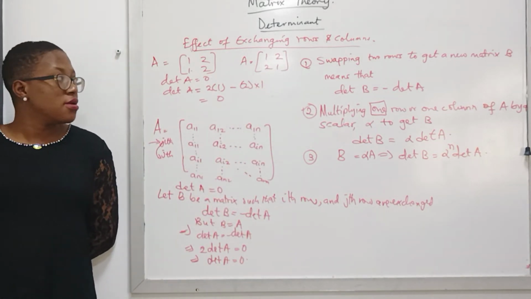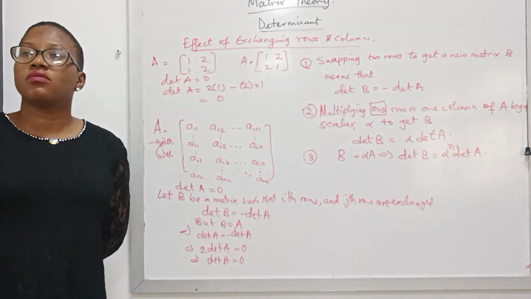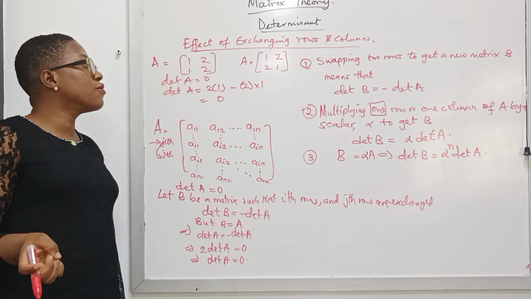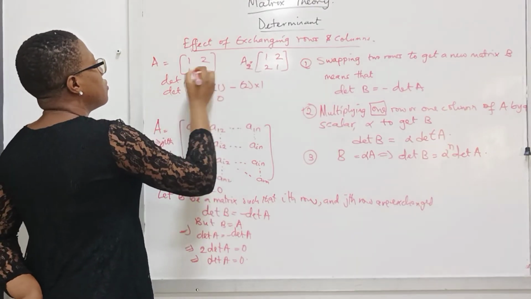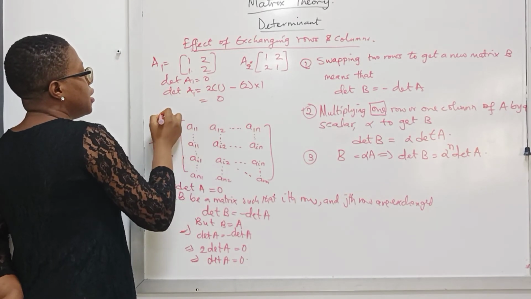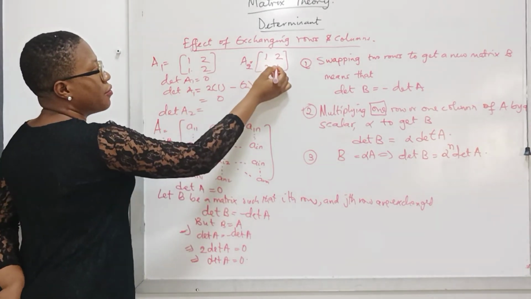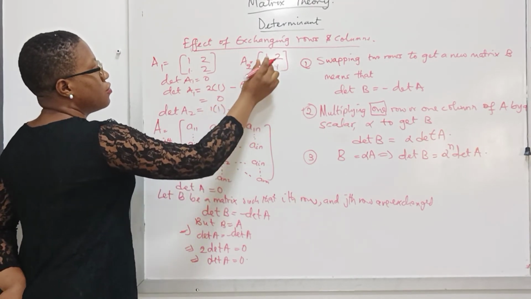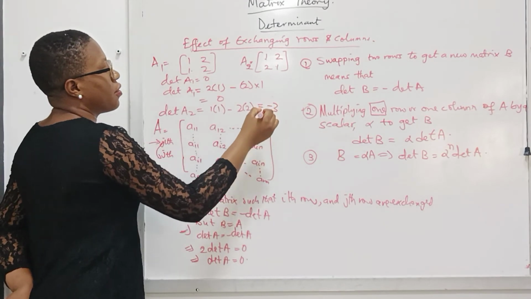It is not the same thing as saying A is equal to 1, 2, 2, 1. It's not the same thing. These two rows are not identical, these two columns are not identical. So I can't say that. Neither the rows nor the columns are identical. I'll get a different number. Let's call this A2. So determinant of A2 will give me what? 1 times 1 minus 2 times 2. That's 1 minus 2 minus 2.